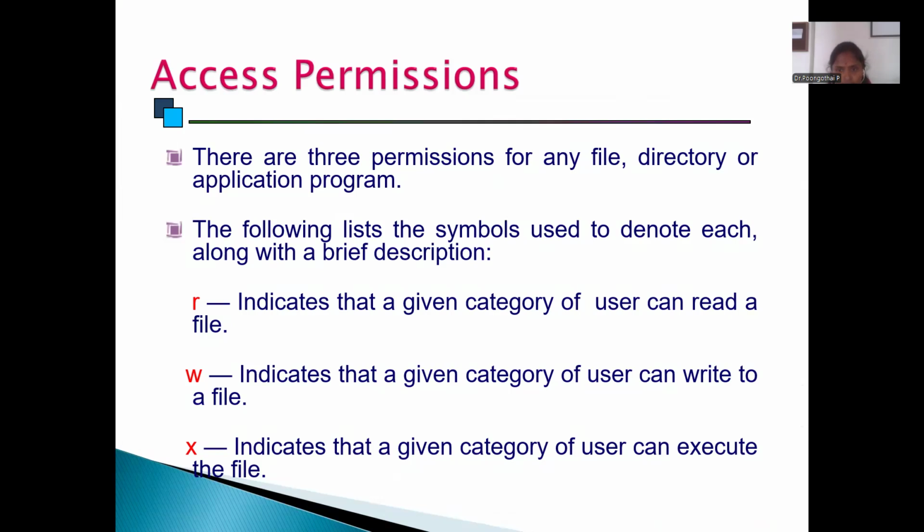There are three permissions for any file, directory, or application program. The following lists the symbols used to denote each, along with a brief description. R indicates that a given category of user can read a file. W indicates that a given category of user can write to a file. X indicates that a given category of user can execute the file.